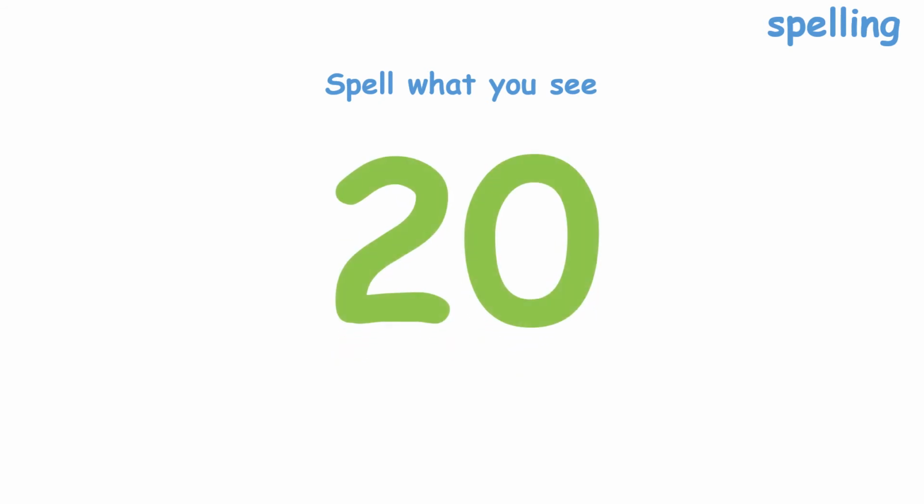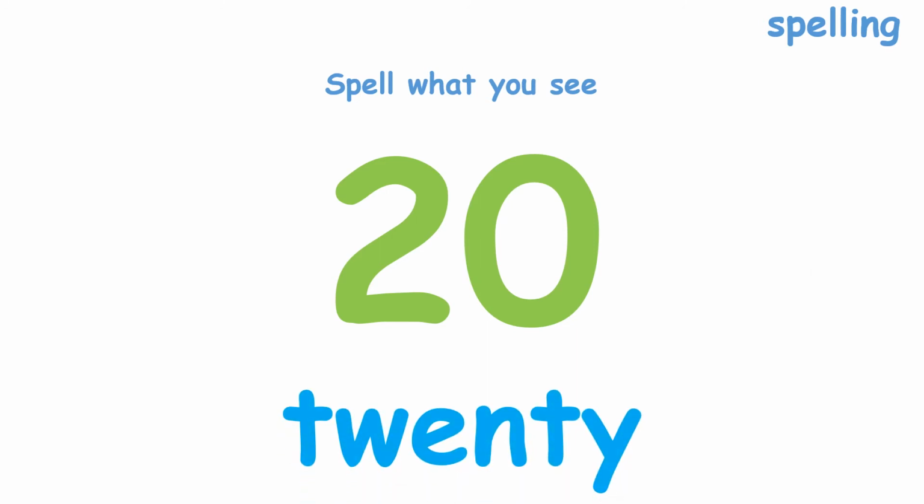Number 20. Do you know? Okay, I will show you. 20. So, please remember, T-W-E-N-T-Y. 20. Okay, we have 5, 4, 3, 2, 1. It's gone. What was it? Okay, and 3, 2, 1. Number 20, T-W-E-N-T-Y. Okay, next number.